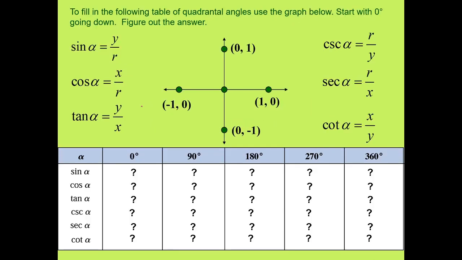Now, your activity is to fill in the following table of quadrantal angles. You start at 0 degrees, then 90 degrees, which was solved earlier, then for 180, 270, and then 360.